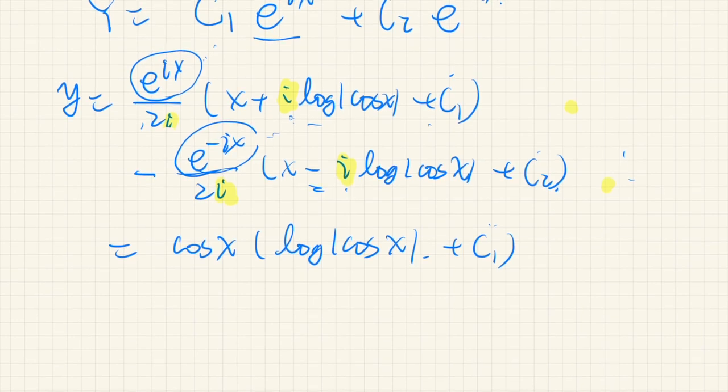Okay, and the sine part, sine x. For the sine part, this is positive i sine x, and this is negative i sine x that will appear. So this negative sign will be inverted, and this x remains, and we have x here. And this log part will disappear because of the negative sign here. And the constant term remains.